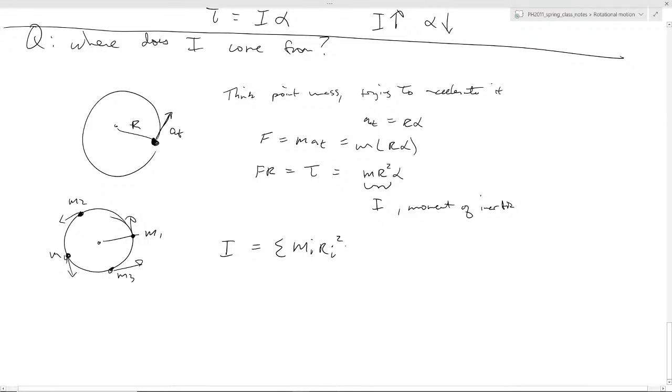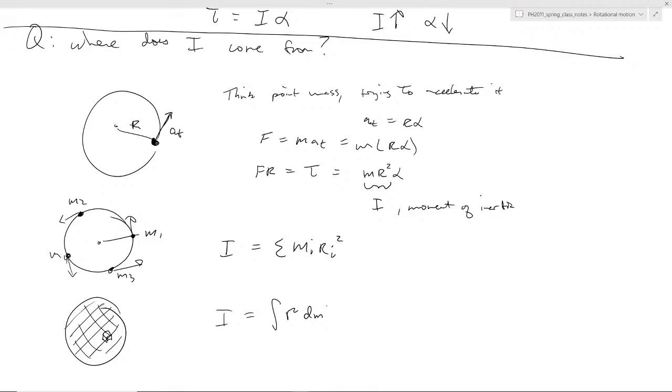And you can kind of see, I suspect, where this is going. If instead of a collection of points you started talking about a solid object, this moment of inertia becomes an integral. You would integrate over the whole object. You have to know how far each differential chunk of mass is from its axis of rotation, and then integrate over the whole object. Let me show you what that looks like for our cylinder.